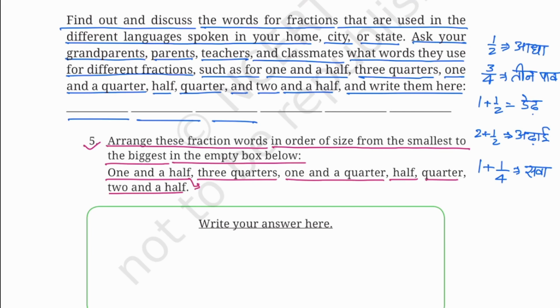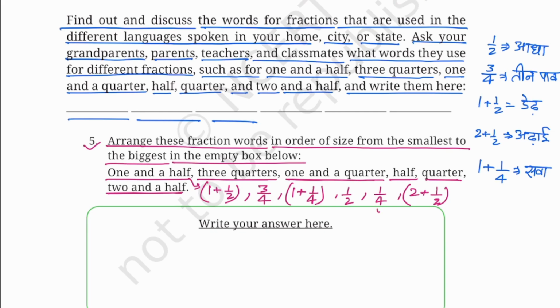1 and a half, that is 1 plus 1 by 2. 3 quarters, that means 3 by 4. 1 and a quarter, that is 1 and 1 by 4. Half, 1 by 2. Quarter, 1 by 4. 2 and a half, that is 2 plus 1 by 2.